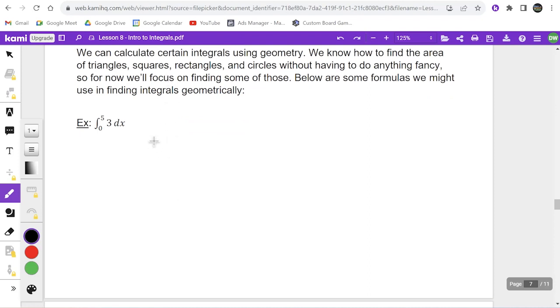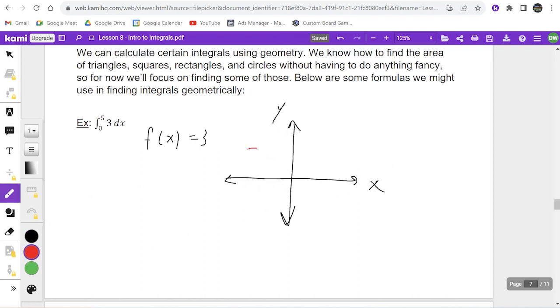Remember, what this is saying is f of x, your function, is just 3. And hopefully you know how to graph 3. If you don't, I don't know how you made it to calculus, but here's a function, x and y. F of x equals 3 is just a horizontal line at 3. And when I want the integral from 0 to 5, here's 0, here's 5, I'm really saying I want the area under this graph from here to here.